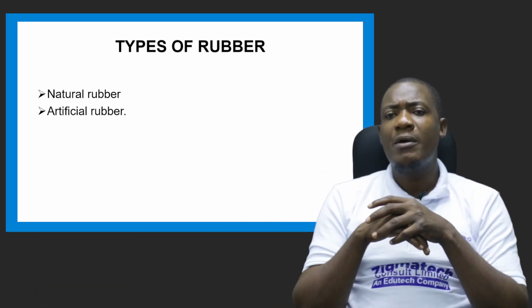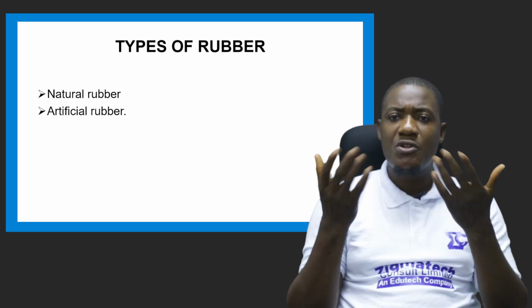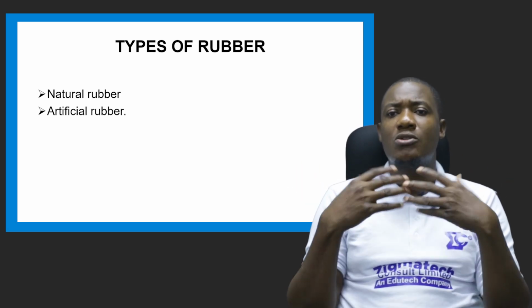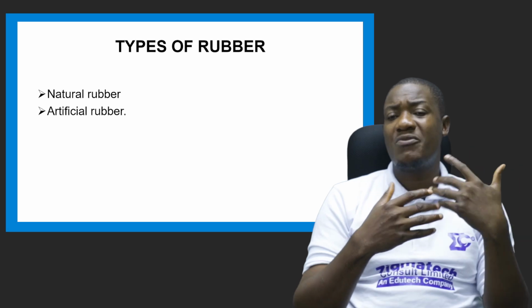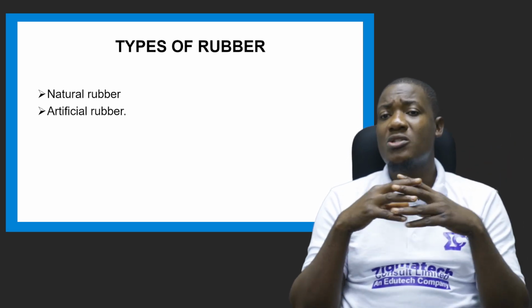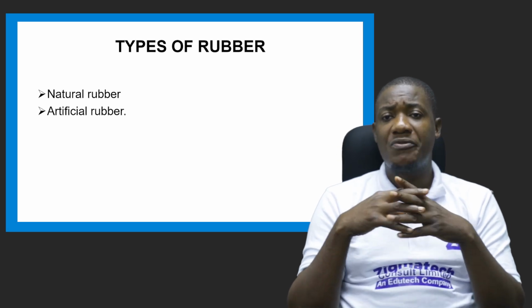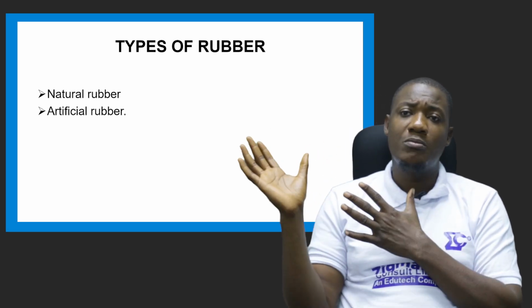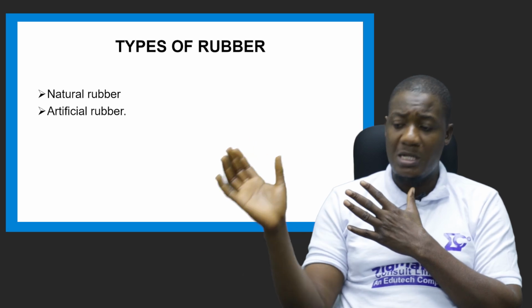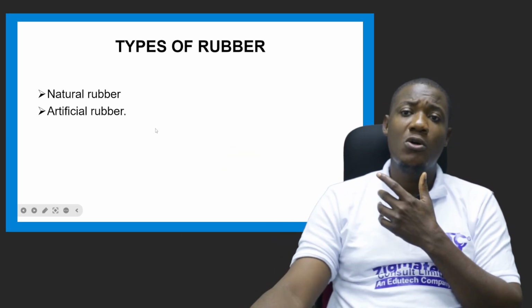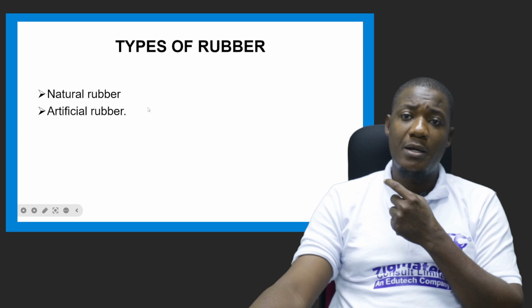We also have artificial rubber. That means rubber that is produced artificially by a mixture of some materials to get rubber, especially from our petroleum sources. Yes, byproducts of petroleum, we can use them to produce rubber.